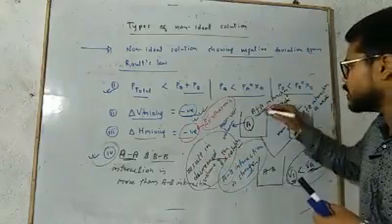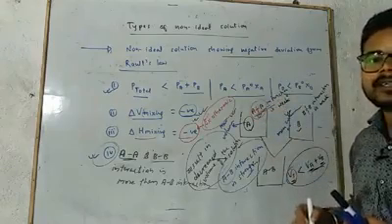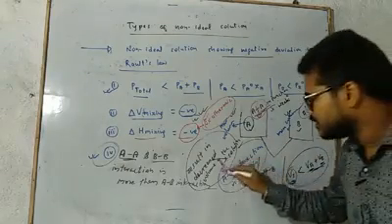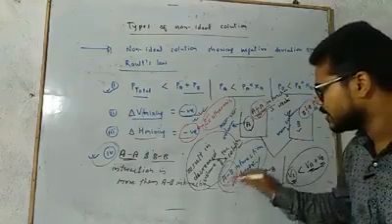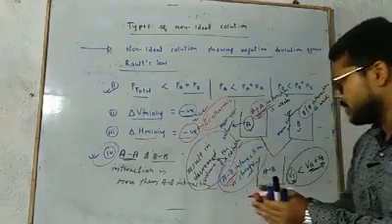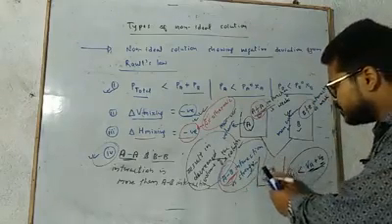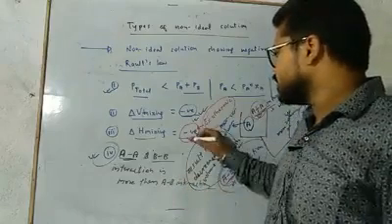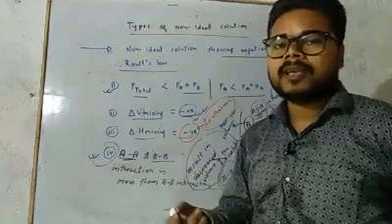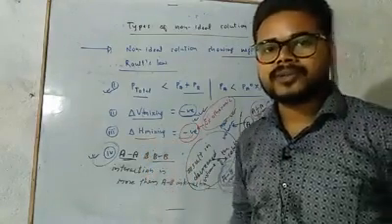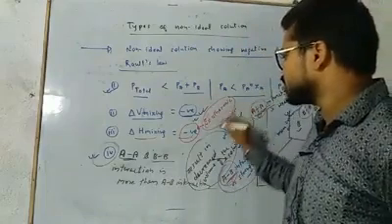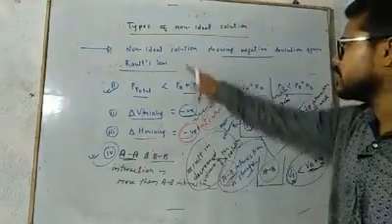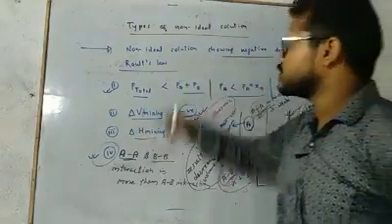So energy required to break AA interaction is less, energy required to break BB interaction is less, but energy released during attraction between AB particles is more. So net energy is negative, which means net energy is given out during the dissolution process, and that's why it is exothermic. So this is the non-ideal solution showing negative deviation from Raoult's law.